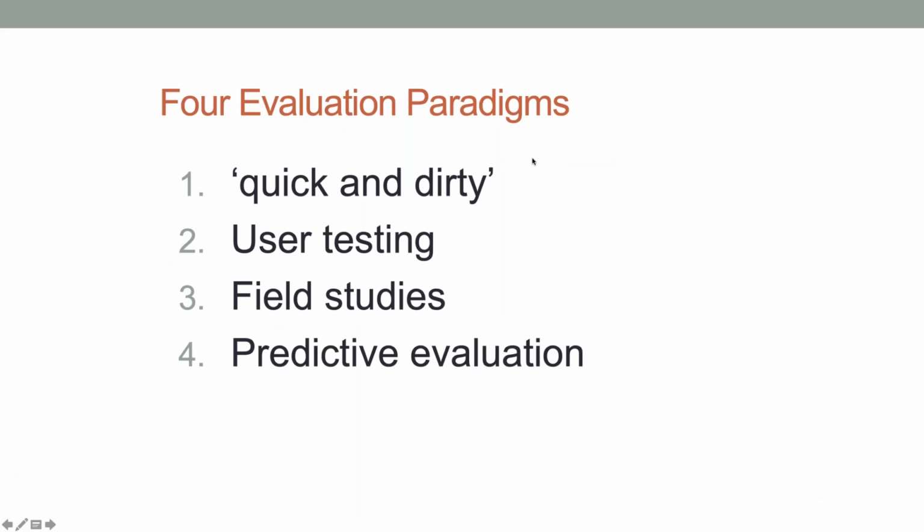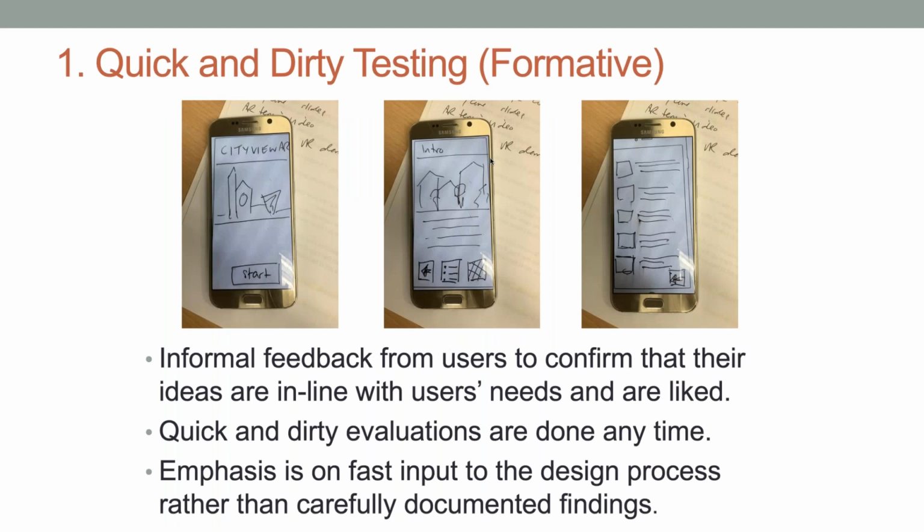So in general, there are 4 different evaluation paradigms: quick and dirty, user testing, field studies, and predictive evaluation. We'll go through each of these and talk about them a little bit. So first of all, quick and dirty is where you've got a rough sketched out idea and you want informal feedback from users to confirm that they think the interface has the features they want and it meets their needs.